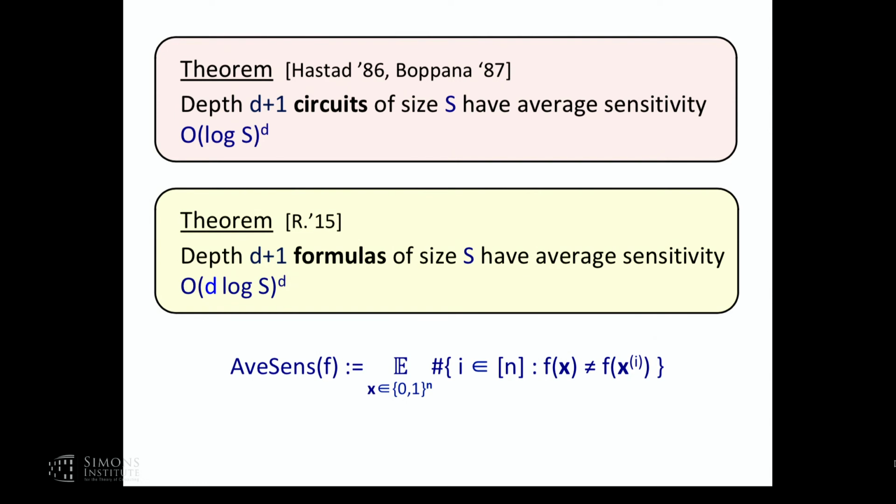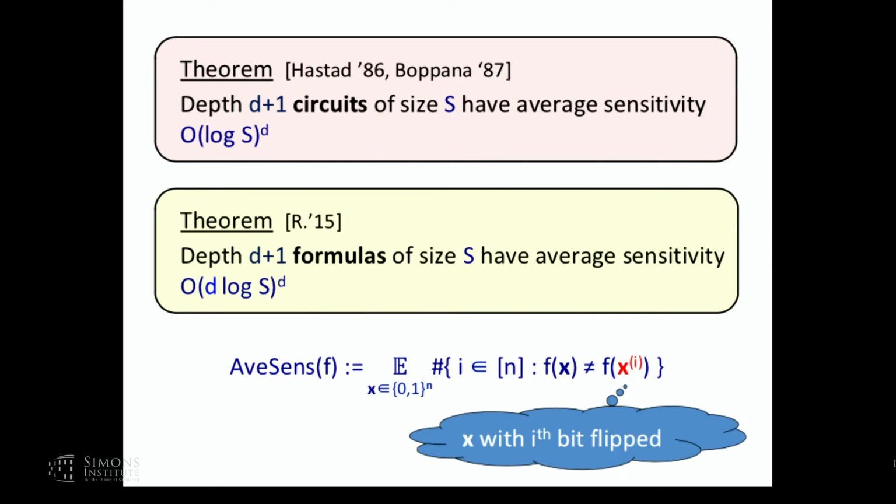The average sensitivity of a Boolean function is this: you take a uniform random point in the hypercube, and then you look at the expected number of coordinates where the value of f changes if you flip that coordinate of x. So, the expected number of coordinates i such that f of x is different from f of x flip i. So you flip the ith bit of x.